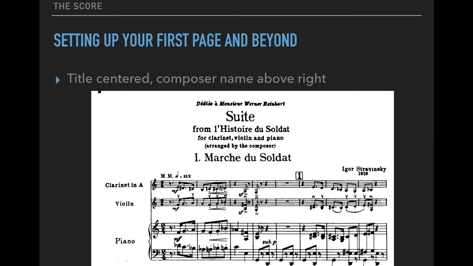What's interesting about this piece, it was originally written for a septet during World War I, and of course, musicians were hard to come by, so it was actually premiered as a trio first, and then performed as a septet later.